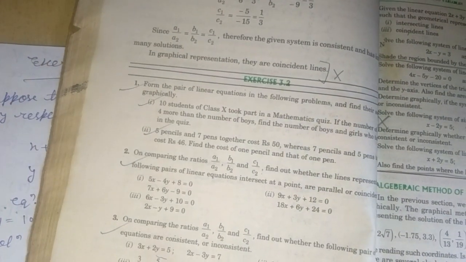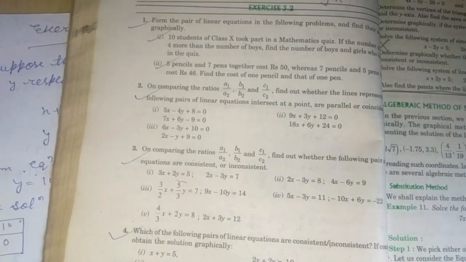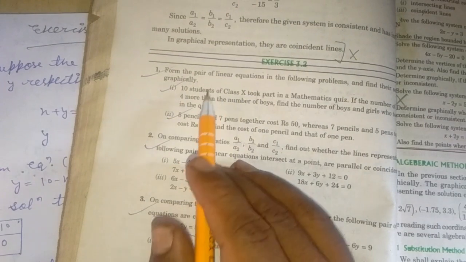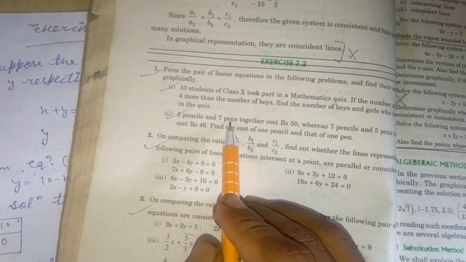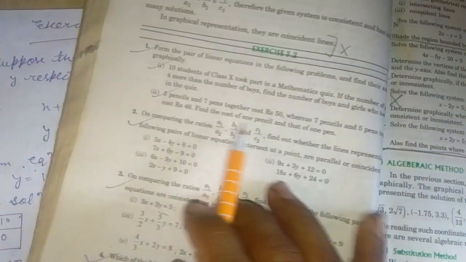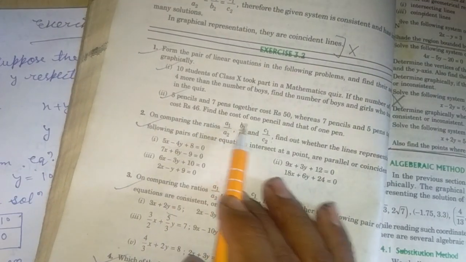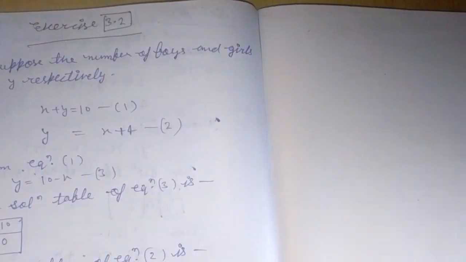So our second question is: 5 pencils and 7 pens together cost 50 rupees, whereas 7 pencils and 5 pens together cost 46 rupees. Find the cost of one pencil and that of one pen.